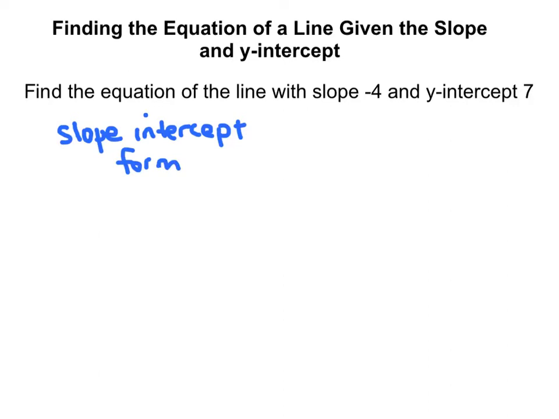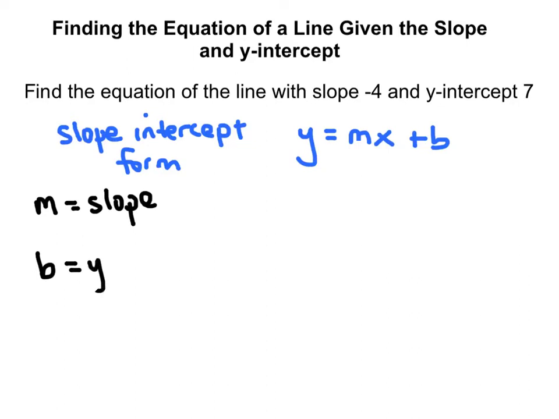And that form is y equals mx plus b. And remember, m is the slope and b is the y-intercept. So if you notice, the problem is giving us the actual number for the slope. So we can write the slope is -4, and we will substitute that in for m.